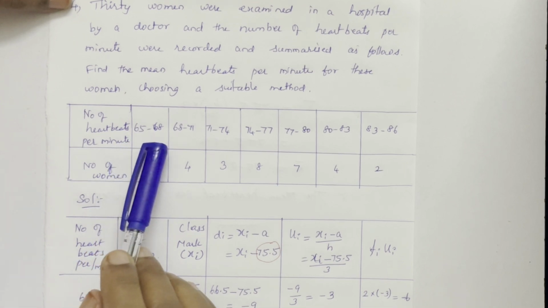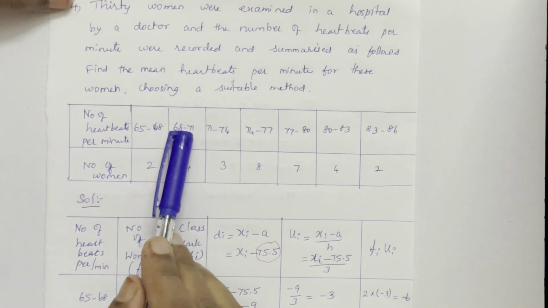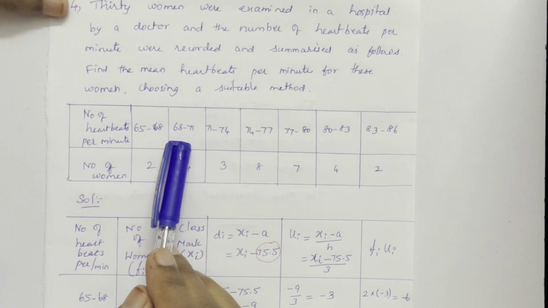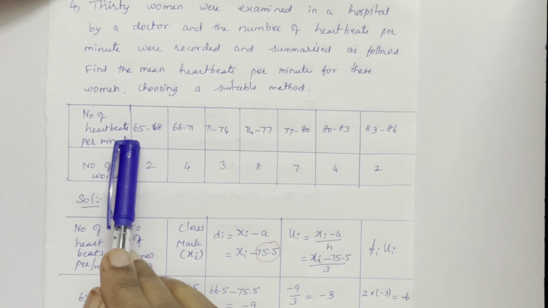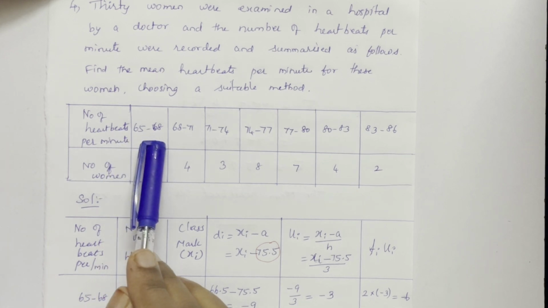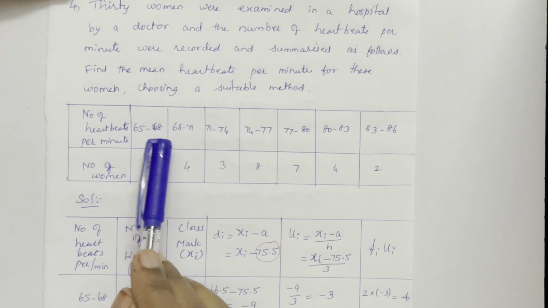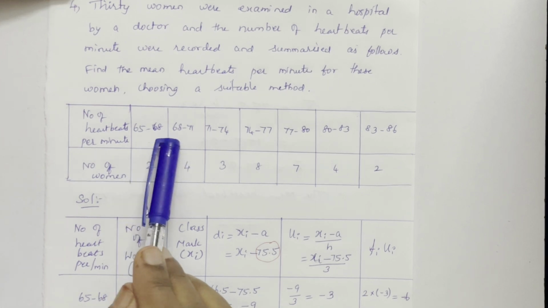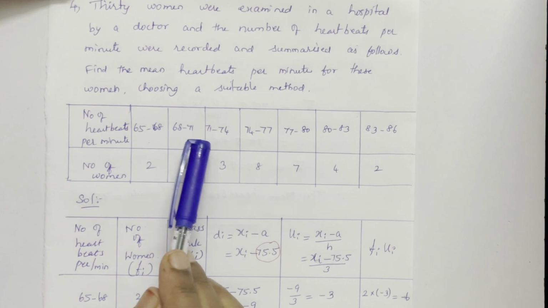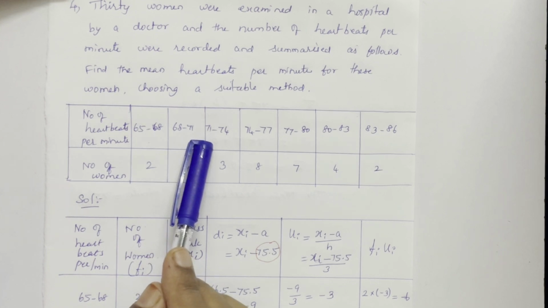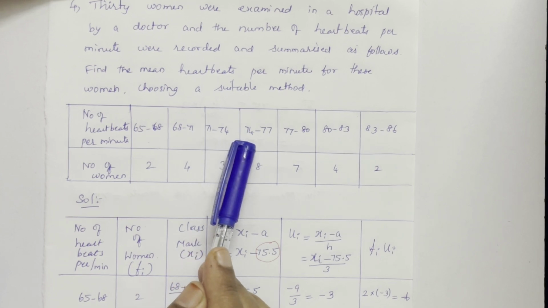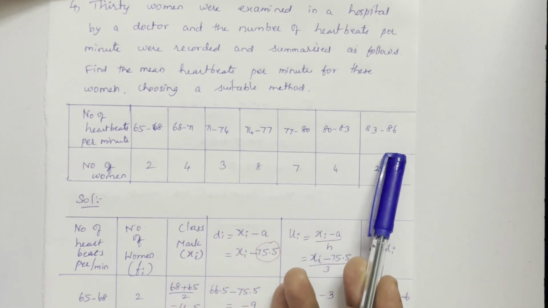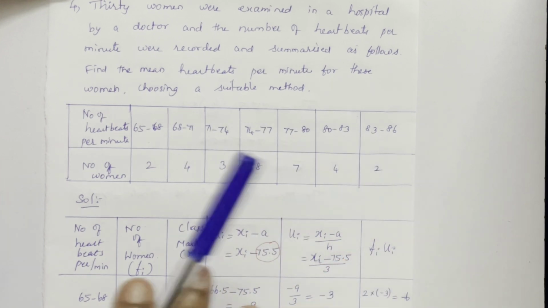Continuous means the interval which starts from a number that should be the upper limit of the previous interval. See here the lower limit is 65, upper limit is 68. This upper limit should be the lower limit of the next interval. Here it ends in 71, the next interval starts with 71. Here it ends with 74, the next interval starts with 74. In that way it is there. So the interval is continuous.